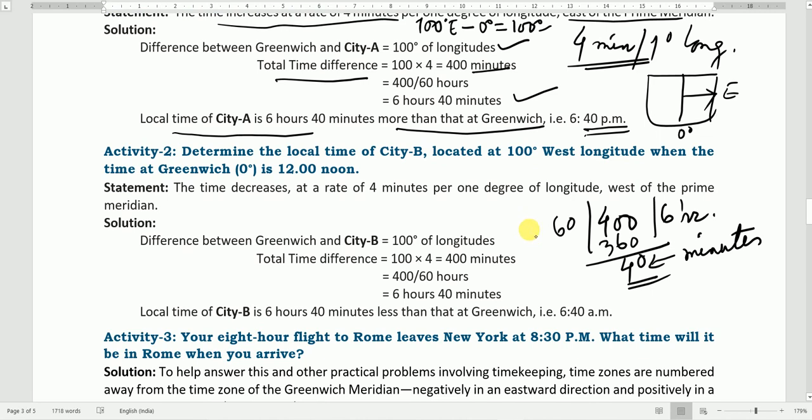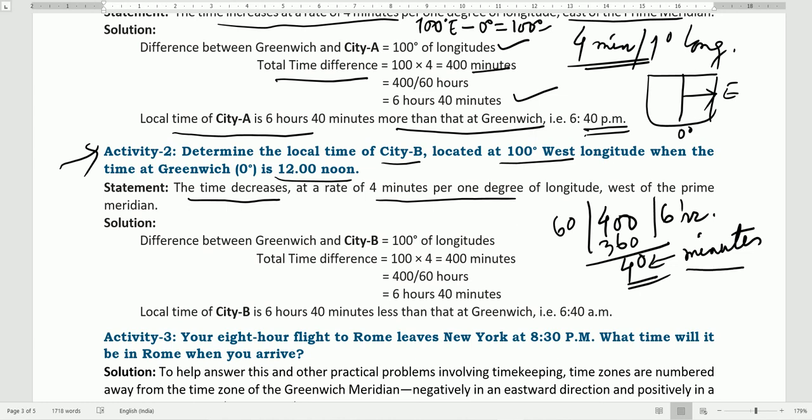Then we have another activity here. Activity 2: determine the local time of city B located at 100 degrees west of Greenwich, when the time at Greenwich is 12 noon. The time at the prime meridian is 12 noon, but the location of city B is 100 degrees west of the prime meridian. And you must remember the statement: the time decreases at the rate of 4 minutes per 1 degree of longitude west of the prime meridian.